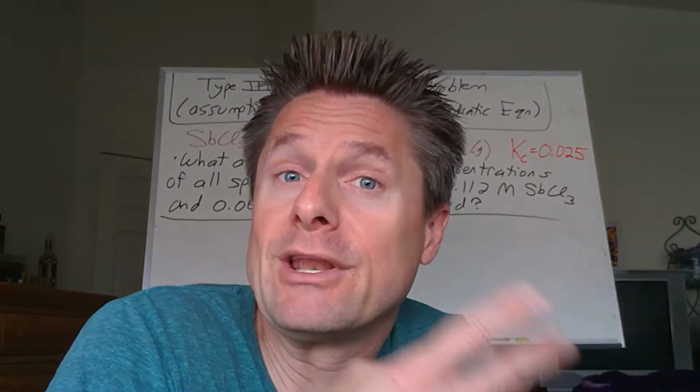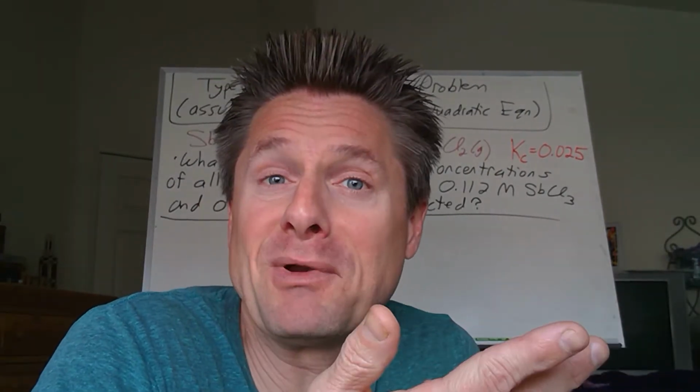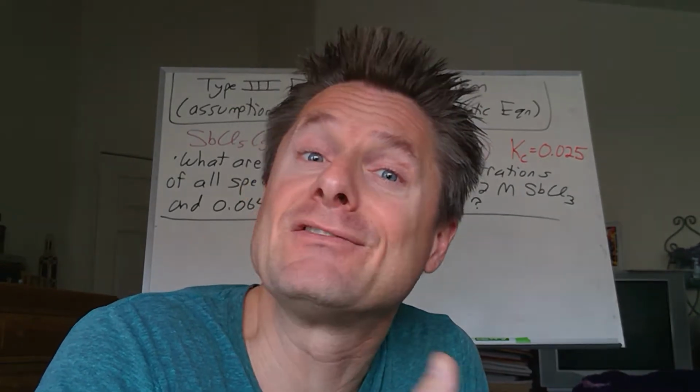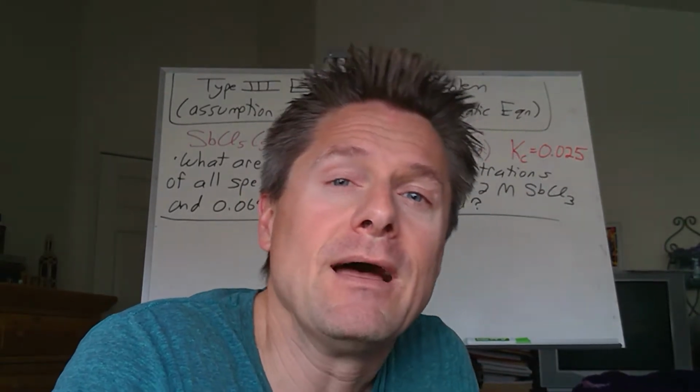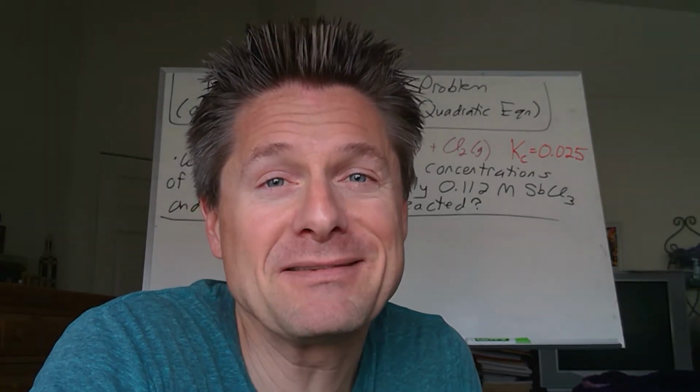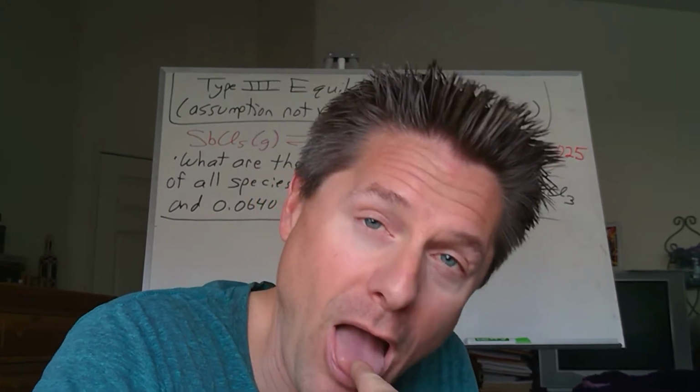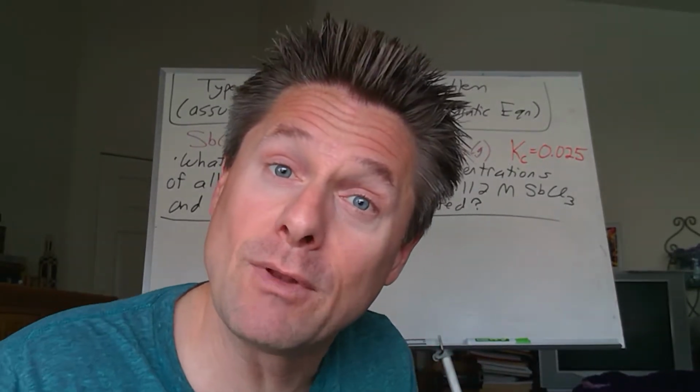Step 2, we're going to do our wonderful ice table, which is usually pretty fast. Step 3, we're going to set up our equilibrium expression in terms of x and then solve for x, all right? And hopefully we're going to make a simplifying assumption, and if it's valid, we're good. If it's not valid, we got to do the quadratic. And in the last step, we will calculate all of our equilibrium concentrations.